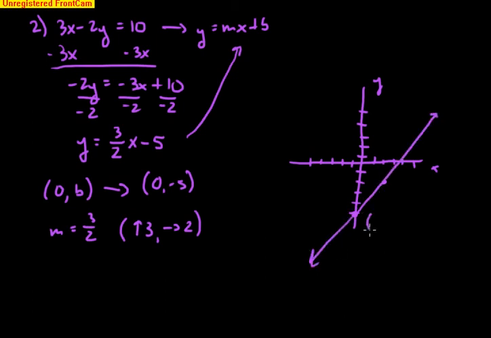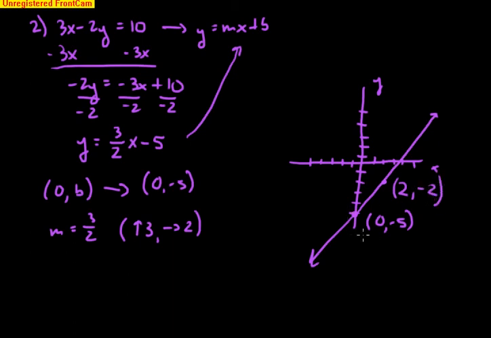Now we need to label these points. This is 0, negative 5. It is your y-intercept. This point we need to find by counting from the origin. We go x first, which is left or right, and then y second. So to get here, we would go 1, 2 to the right, that's positive 2, and 1, 2 down, that's negative 2 for the y.